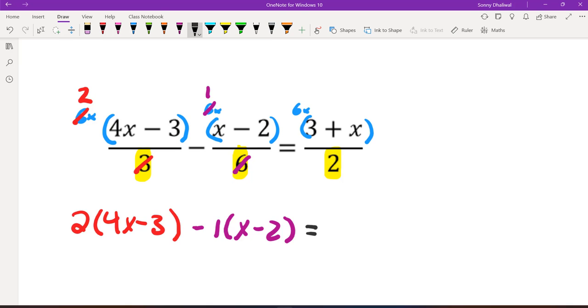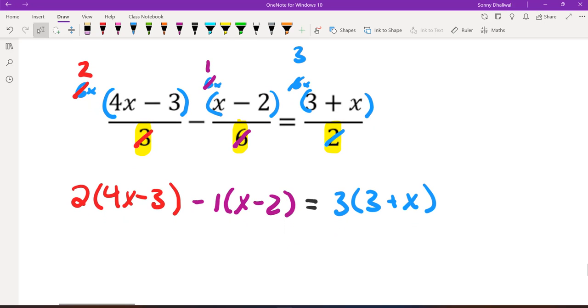And we do the same thing with the last one. How many times does 2 fit into 6? 3. So we cross out the 2, cross out the 6, we leave a 3. 3 times the top. So I'll write down 3 times the top.